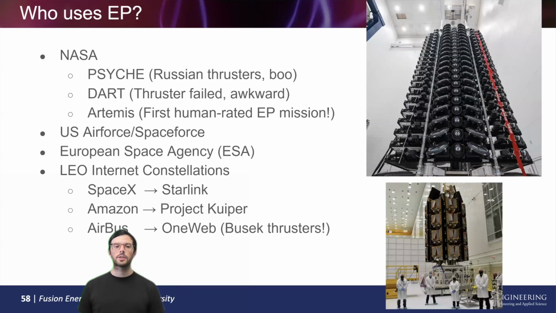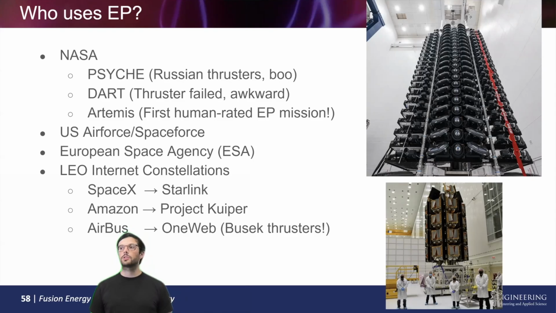All right, so who uses electric propulsion? For a long time, at least in the US, it was mainly government and institutional users, mostly NASA and the Air Force, which is now the Space Force. Some recent NASA missions that have used them are Psyche, which is a very interesting mission that's been launched. It is currently flying towards the asteroid belt to look at an asteroid, which is very cool. It uses a Russian thruster. I'll talk about that in a second. It used a Hall thruster that was made in Russia.